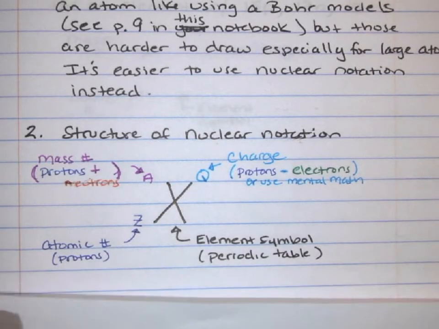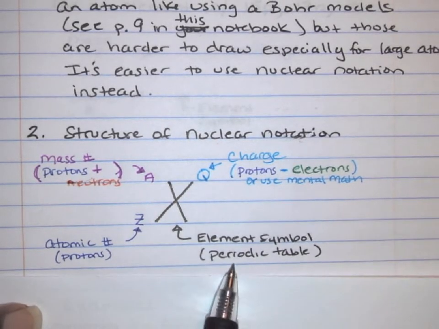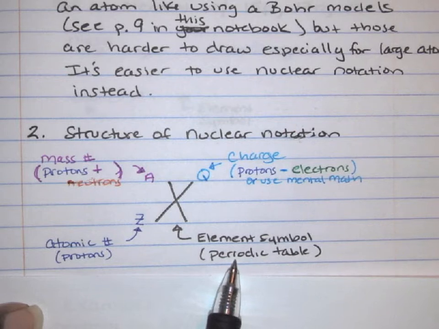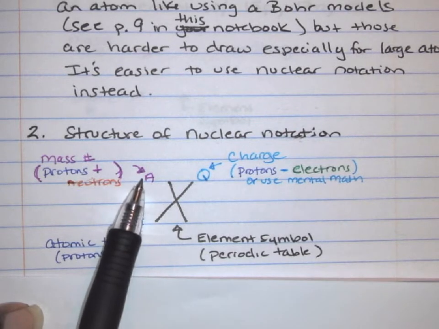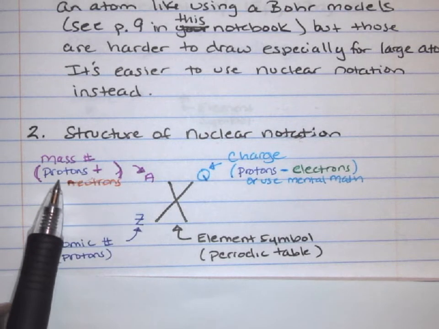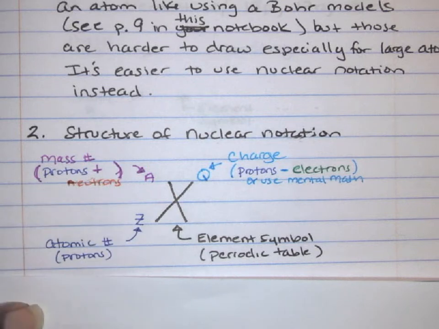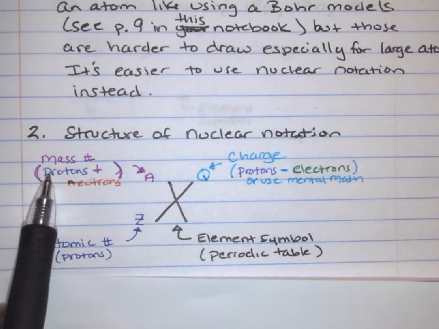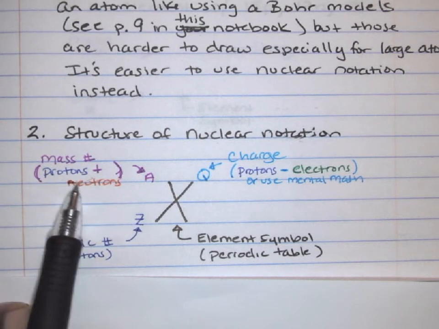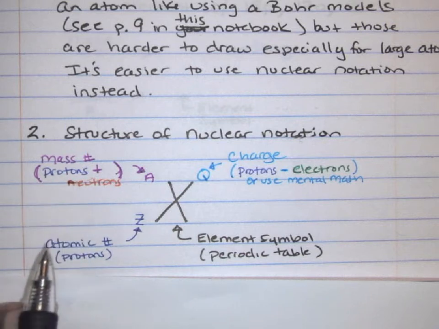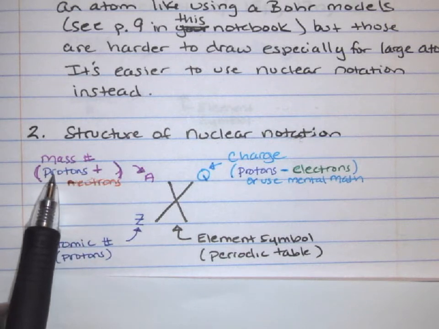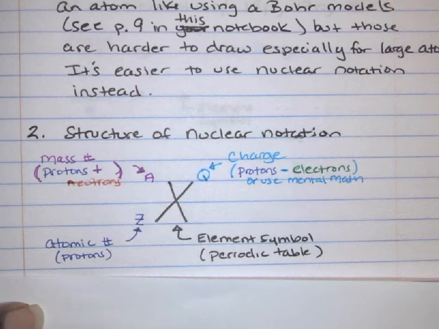In the middle of your nuclear notation, you have your element symbol, which you get from the periodic table. In the upper left, you'll have your mass number. Now remember, the mass number from our last section 1.2 is the number of protons plus neutrons. To get the mass number, you just add the protons to the neutrons. That makes sense because a proton and a neutron each have a mass number of approximately 1 AMU, and they contribute the most to the mass of the atoms. The electrons contribute very little.